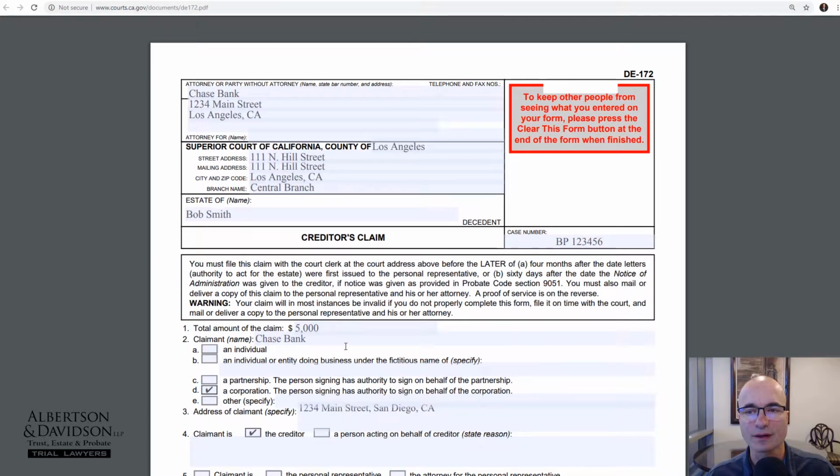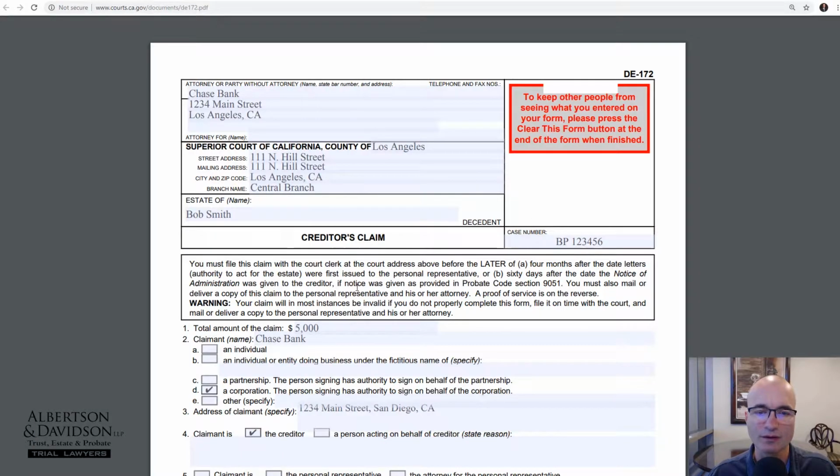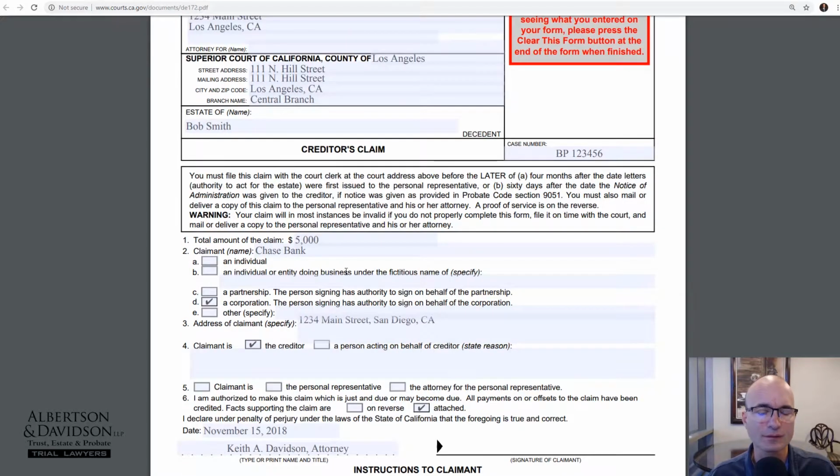This creditor's claim will be mailed to the personal representative, but up here, this area here is for court filing. So you're also going to file this with the court to make sure that the court knows that you, as a creditor, have a claim against the estate. And that claim is going to have to be dealt with before the estate can close.